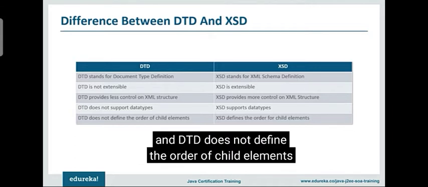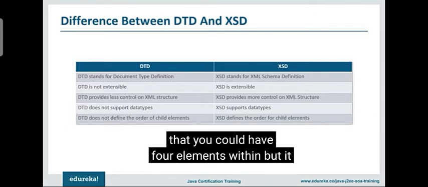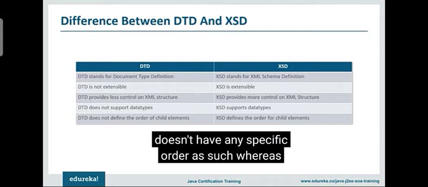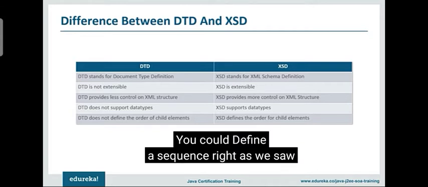DTD does not define the order of child elements. As we could see, it just says that you could have four elements within, but it doesn't have any specific order as such. Whereas when it comes to XSD, you could define a sequence.